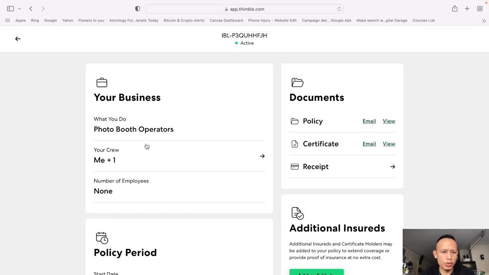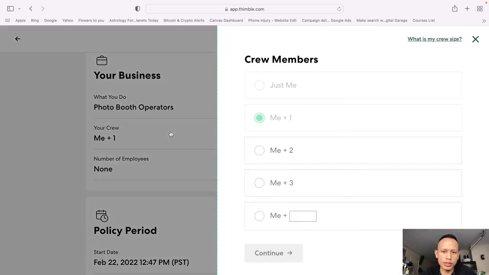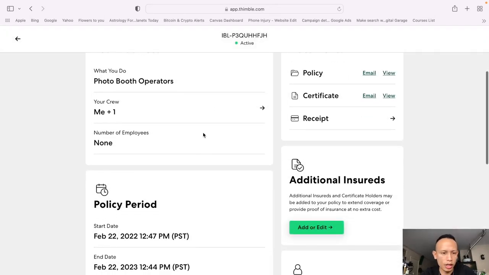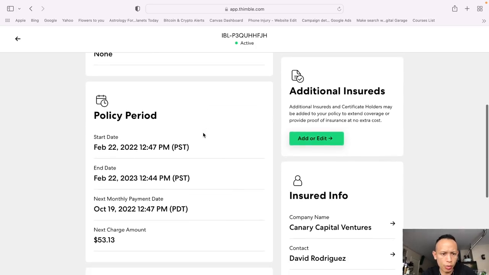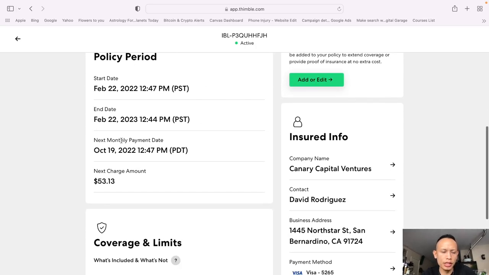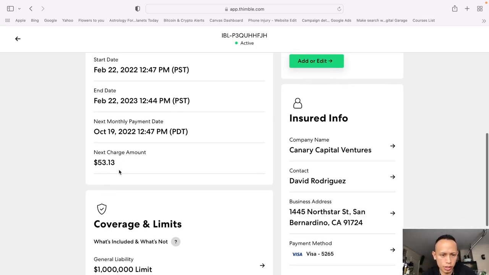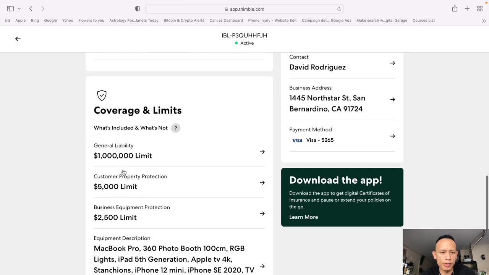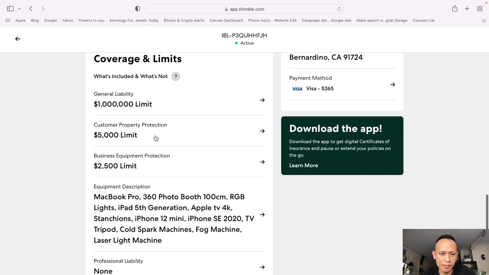And so what do you do? I'm a photo booth operator, my crew, it's me plus an assistant. You can always adjust this to you and another 2-3 employees. That just depends on how big your current 360 booth business is. Now, right over here is my policy period with how much I'm paying on a monthly basis. I reside here in California. I'm paying $53.13. For general liability, we have 1 million, and then for customer property protection, it's at 5,000.